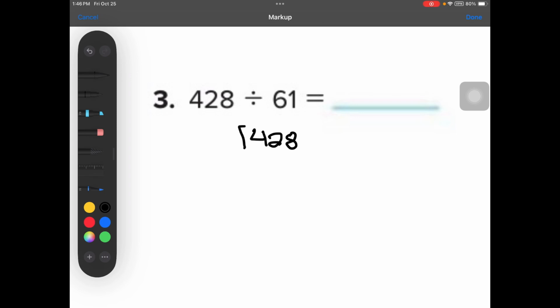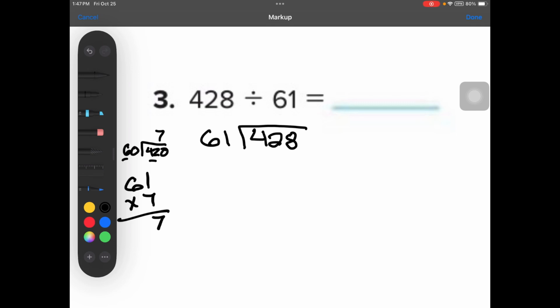428 divided by 61. There we go. I can tell that 61 will not go into 4, will not go into 42, so I'm going to have to see if it goes clear into 428, the whole thing. So let's do a guess and check, shall we? I know that 61 is really close to 60, and I know that goes into 420 about 7 times because 6 goes into 42 7 times. So using that knowledge, I'm going to do a guess and check with 61 times 7.